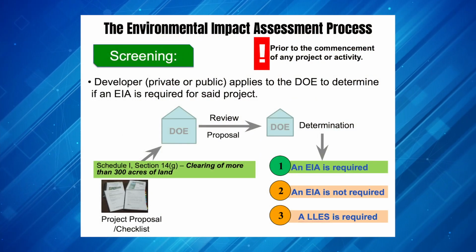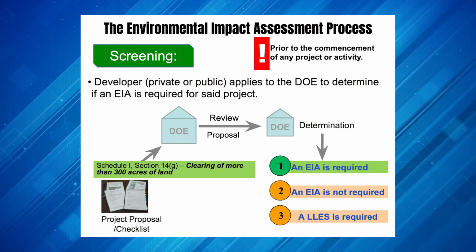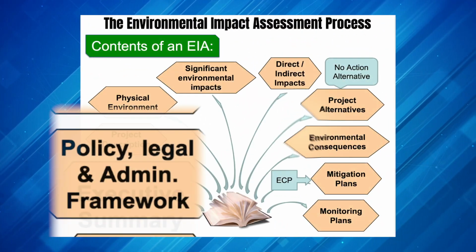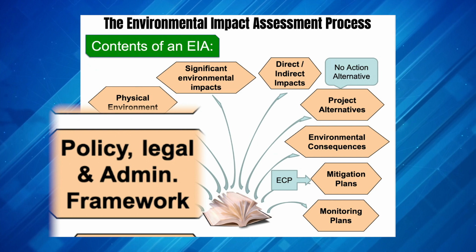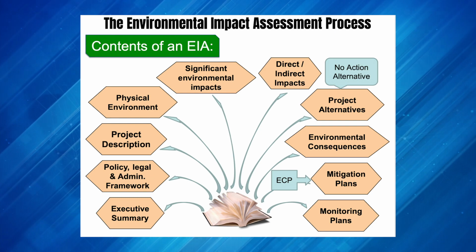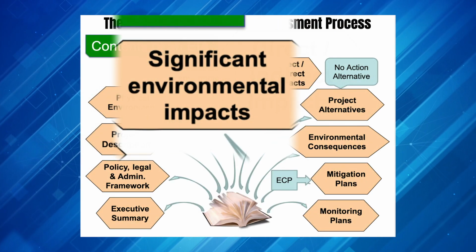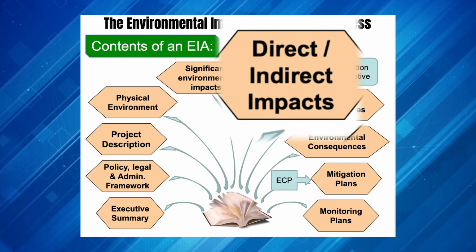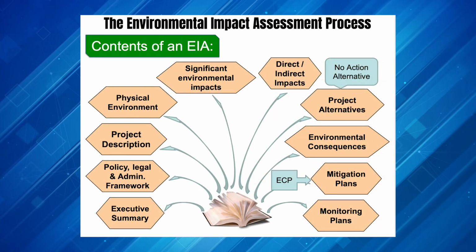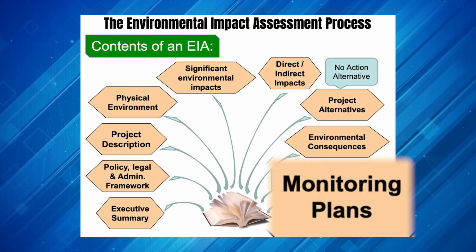When the EIA is completed, it is submitted to the DOE for initial review. The completed document should include the following: an executive summary, a policy, legal, and administrative framework, and project description. It must provide details on the physical environment, the significant environmental impacts, the direct and indirect impacts, and the environmental consequences. Finally, it must provide project alternatives, mitigation, and monitoring plans.